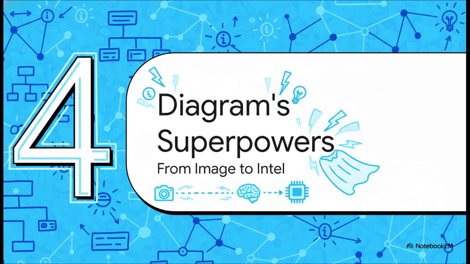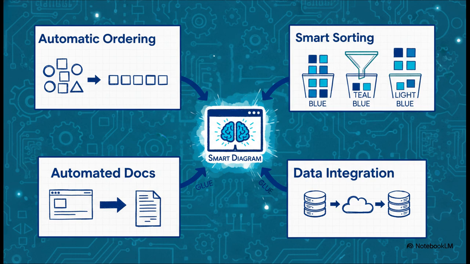Because once your diagram is smart, it gets a whole set of new superpowers. Let's check them out. All of a sudden, your diagram starts doing the heavy lifting for you. It can automatically order things just based on where you put them on the canvas. It can instantly sort elements by color so you can see what's high priority at a glance. You can generate entire websites or reports directly from the diagram, which cuts out hours of boring manual work. It can even become a central hub, gluing together information from all these different places into one clear picture.